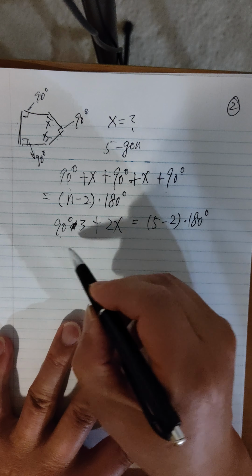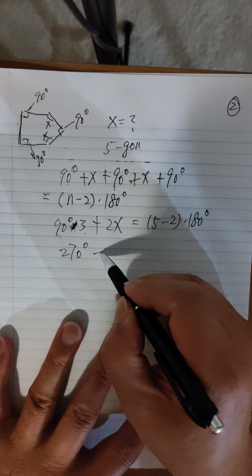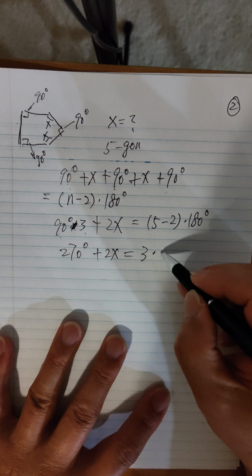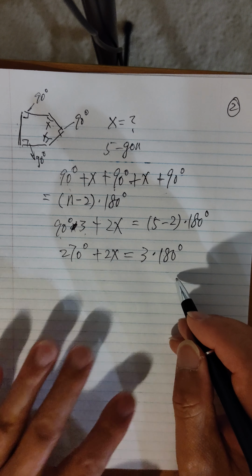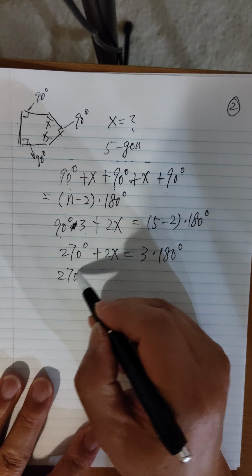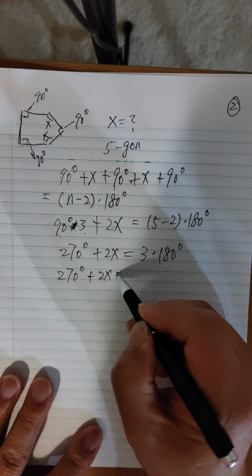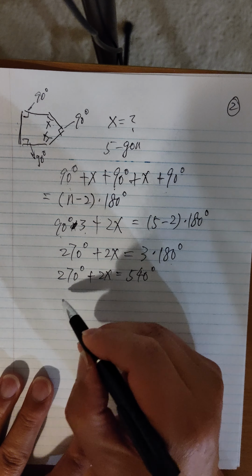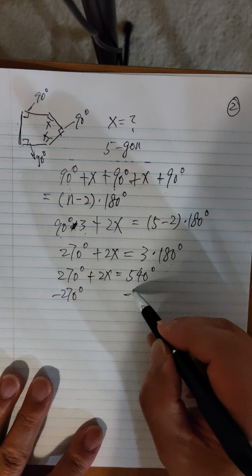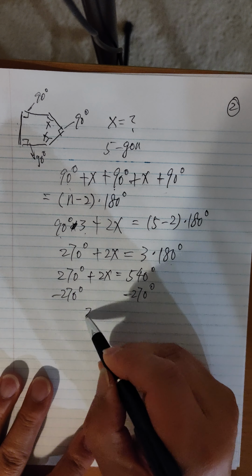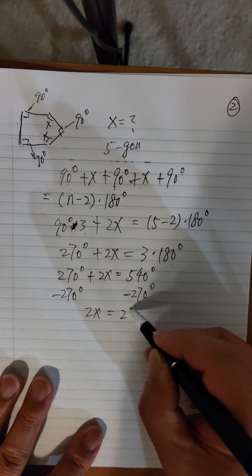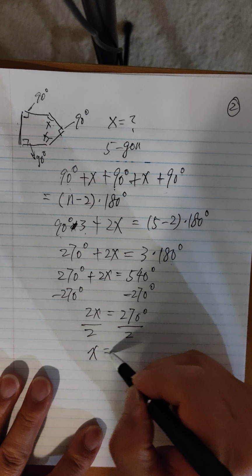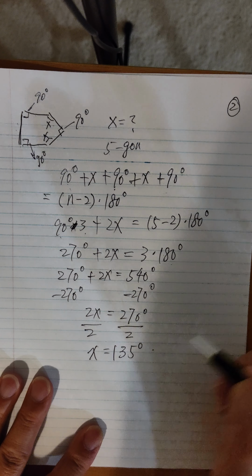Now 3 times 90 degrees is 270 degrees, plus 2x equals 3 times 180 degrees. Let's do one more step. So 270 degrees plus 2x equals 540 degrees. And then we subtract 270 degrees on both sides. We will get 2x equal to 270 degrees. Divided by 2 on both sides, we get x equal to 135 degrees.